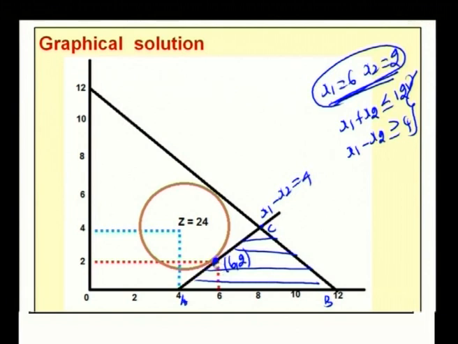Since the point (6, 2) lies in the feasible region A, B, C, moreover, this value satisfies both the constraints. The optimal solution to the given problem is x1 equal to 6 and x2 equal to 2. So, with this value of x1 equal to 6 and x2 equal to 2, the objective function for the given problem is maximum z equal to 24.